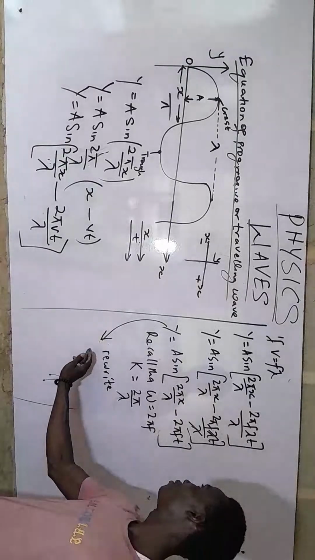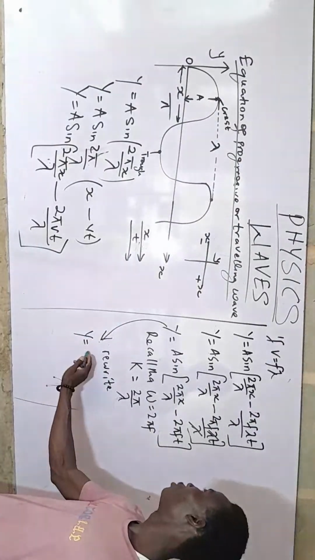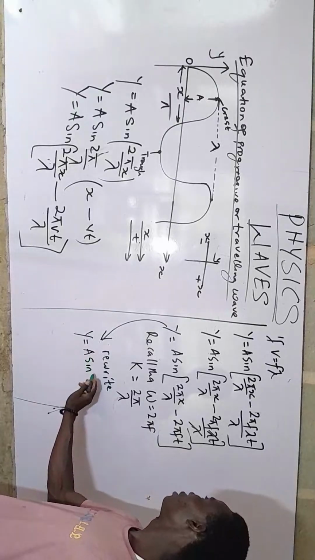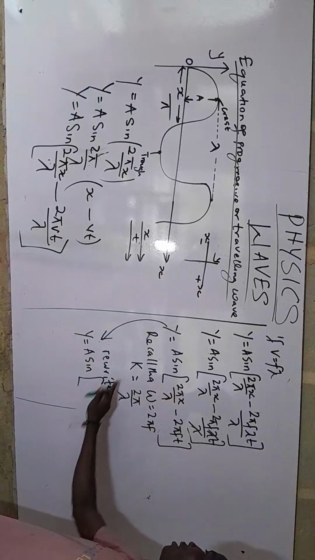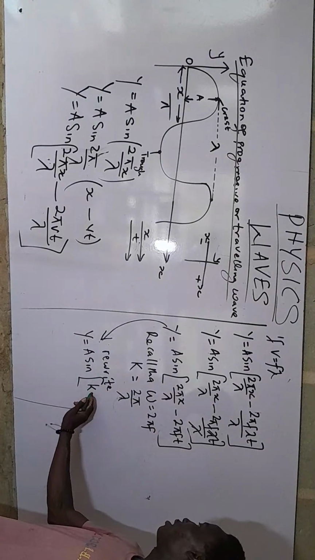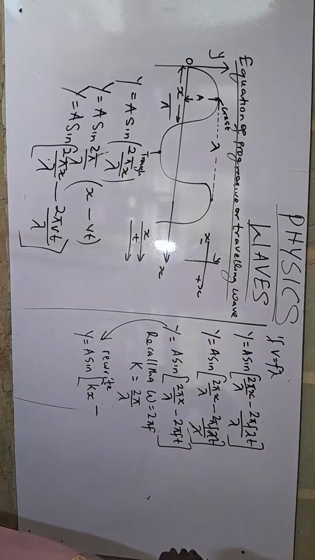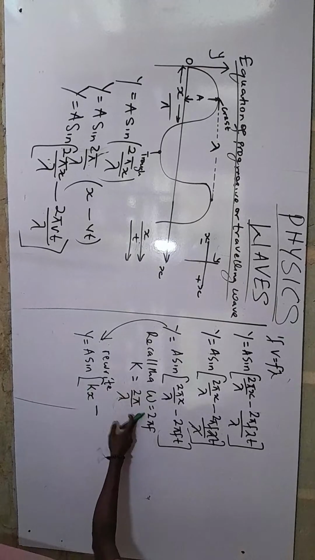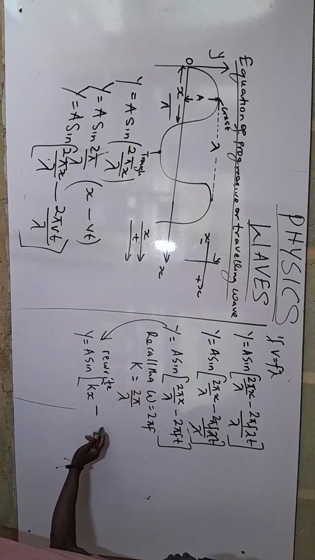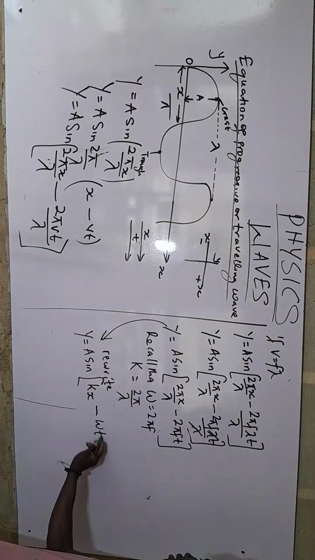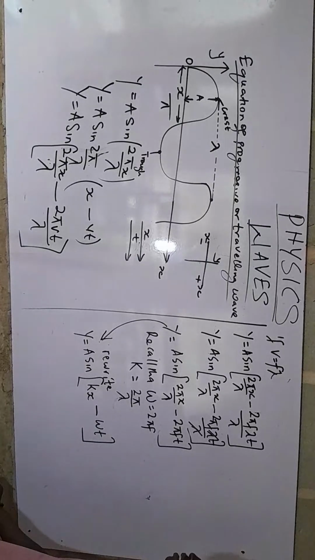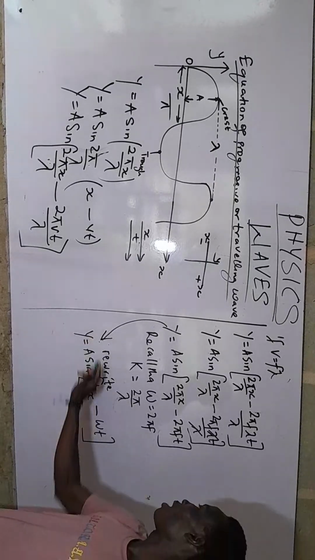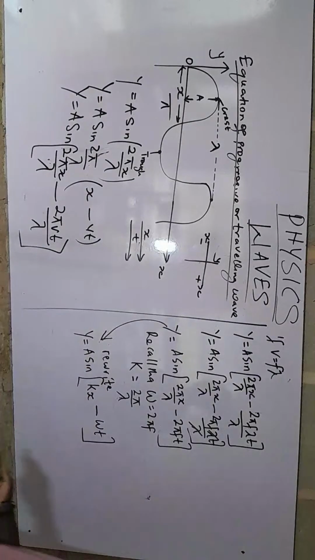We are going to have y equals a sine, into brackets, 2 pi over lambda, which is k, that is kx, then minus, our omega is now 2 pi f, so we are going to have omega followed by t. Close the brackets there. So the expression that you are seeing in this place is also another equation of wave from what we have there.